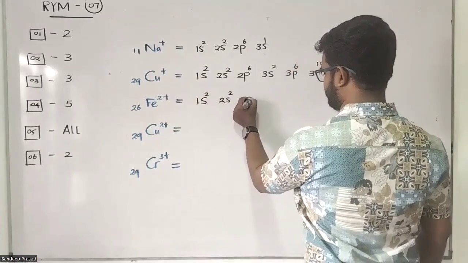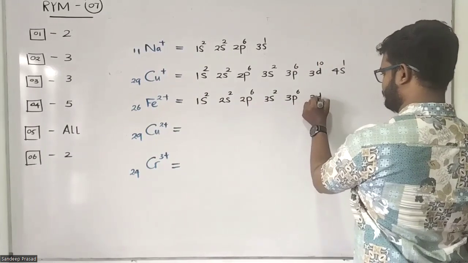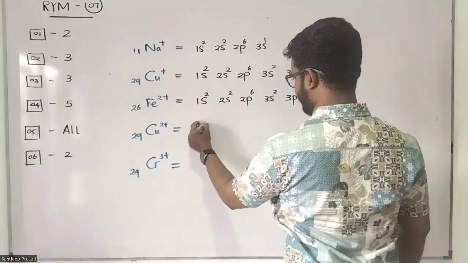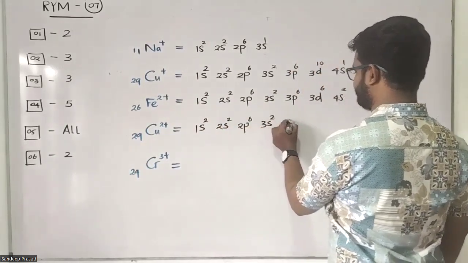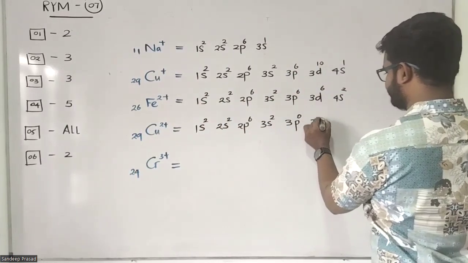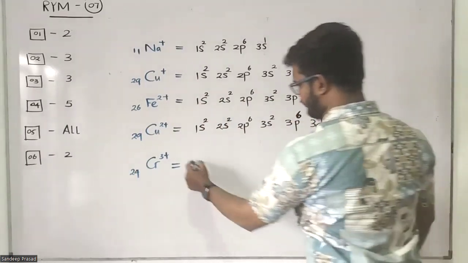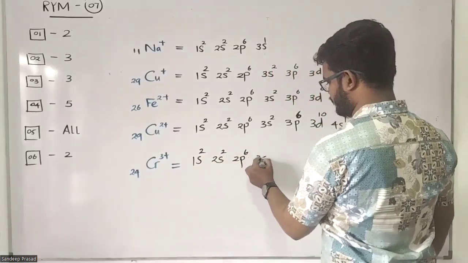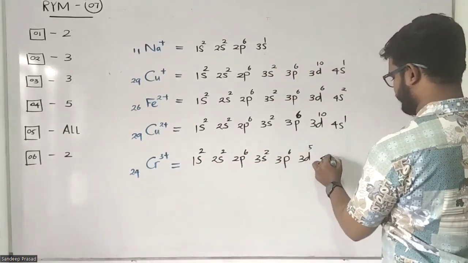Iron: the configuration should be 3s2, 3p6, 3d6, 4s2. Again copper's configuration: 1s2, 2s2, 2p6, 3s2, 3p6, 3d10, 4s1. What about chromium? 1s2, 2s2, 2p6, 3s2, 3p6, 3d5, 4s1.